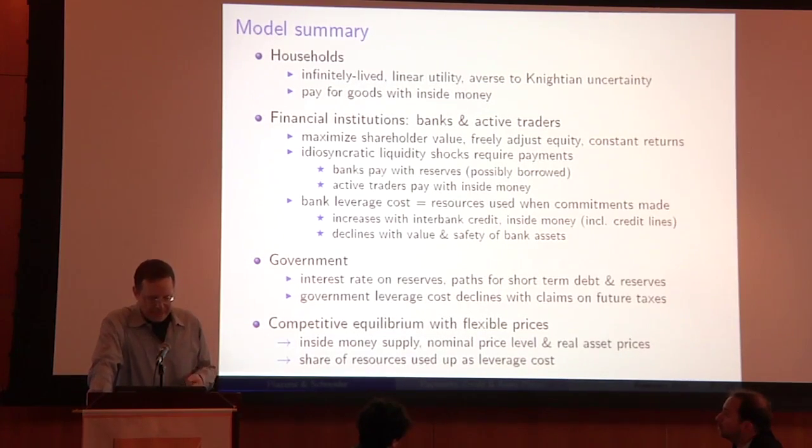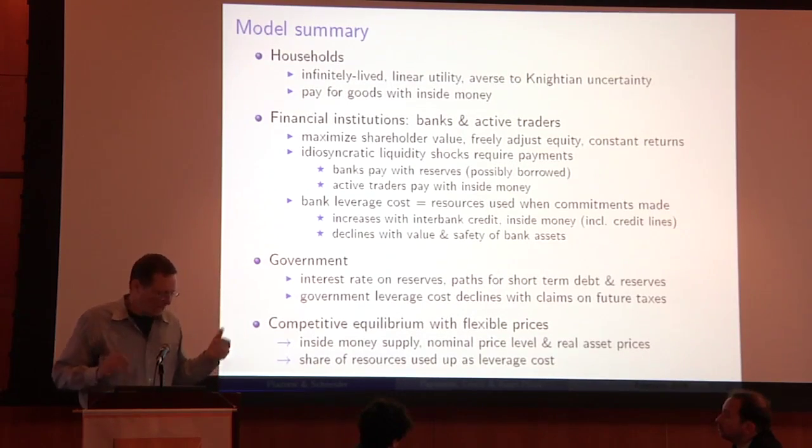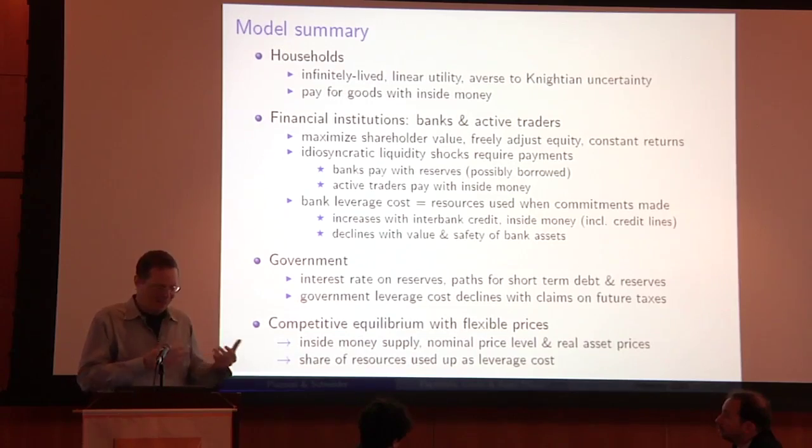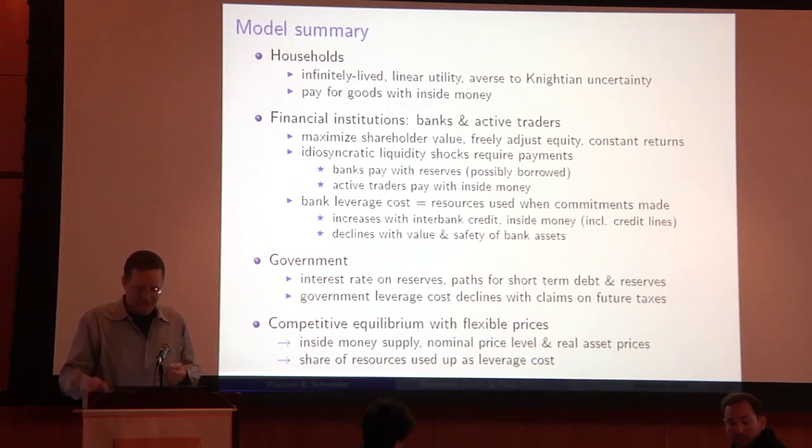Now, the government sets the interest rate on reserves. It sets paths for short-term debt and for reserves. And the government also, we view as a firm that has leverage costs. If you extend the government debt too much, then this cost goes up. The collateral of the government is different from that of banks because the government has the power to tax. And so leverage cost declines with claims on future taxes.